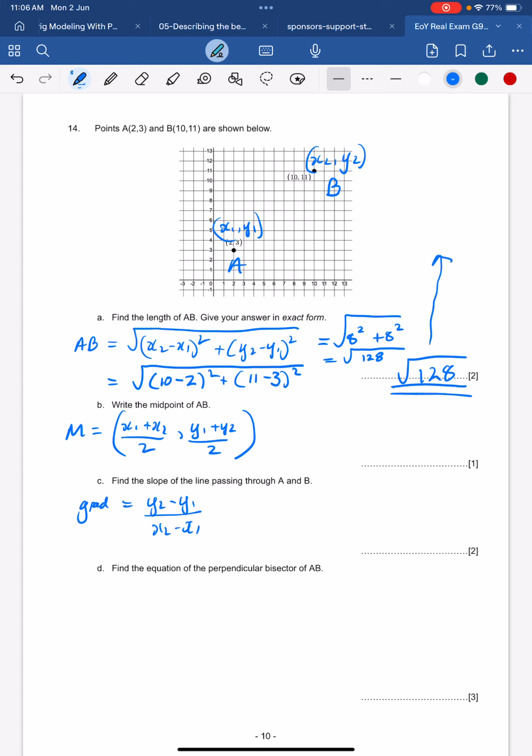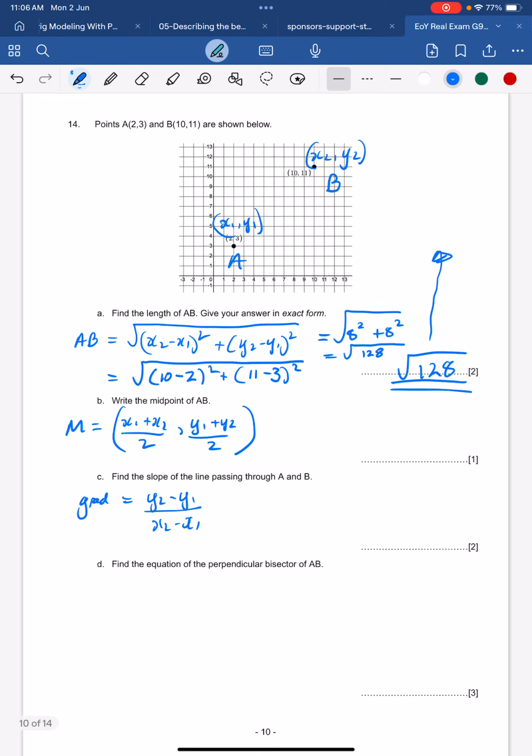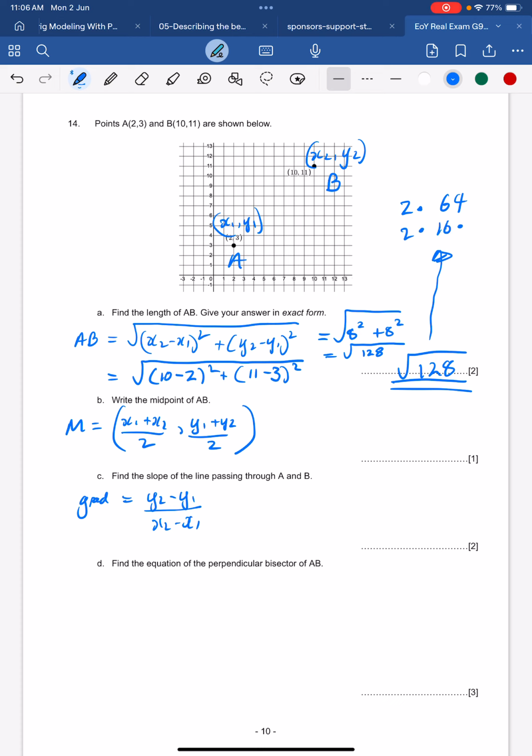If you want to be super fancy, you can try and break this down. What would that be? That would be 2 times 64. So that's 2 times 16 times 4. Oh, in fact, if we do 2 times 64, can you see that that would be root 2 times root 64? So this would simplify to 8 root 2. Either of those answers is correct. This one is fine to keep.